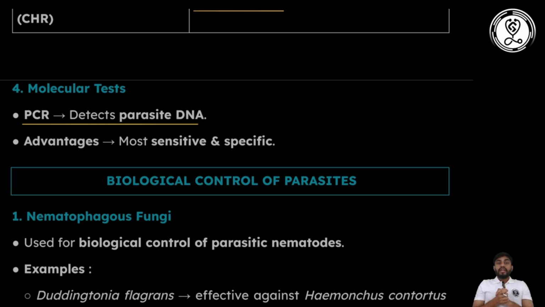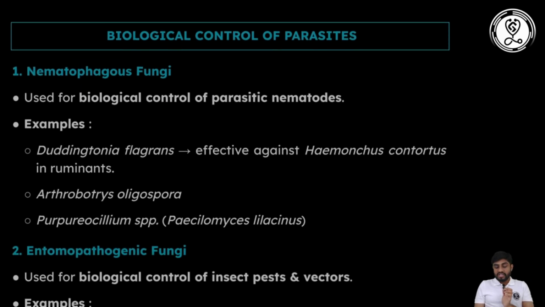So now you know there are different types of parasitic reactions, and we can diagnose the parasitic infections. Like I told earlier, there are different types of drugs, but instead of drugs there are other methods to control the parasite. That is known as the biological control of parasites, meaning instead of drugs we are using some biological species for the control of parasites.